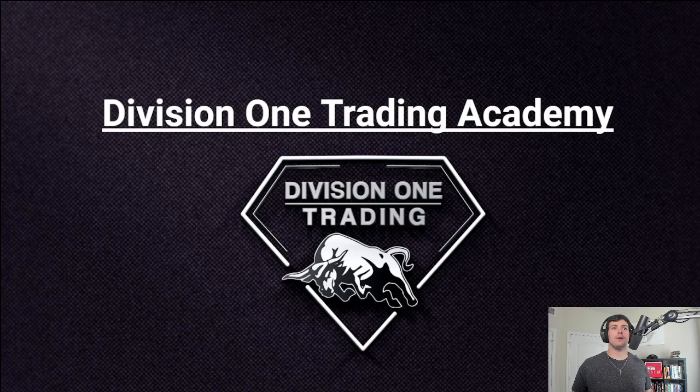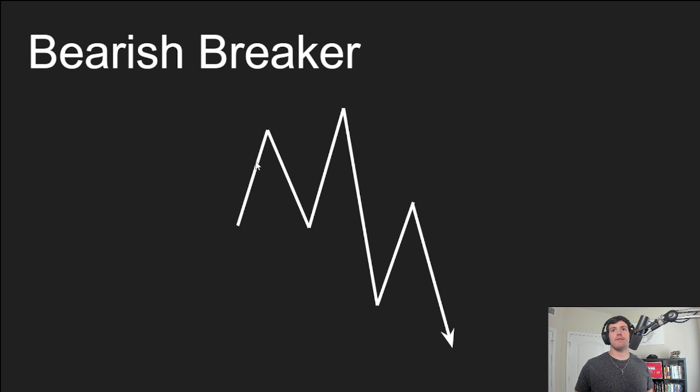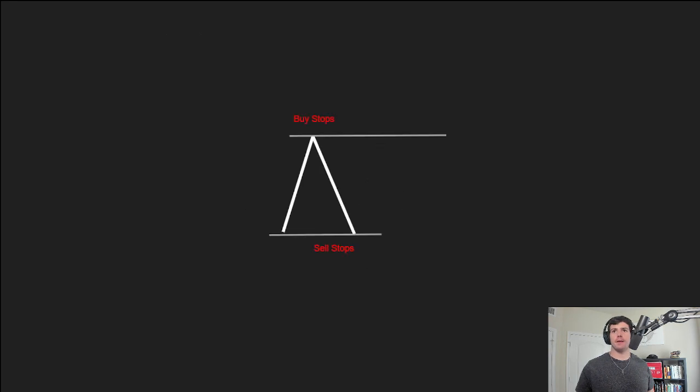Alright, so in this video we're going to be covering the breaker setup. The basic mechanics of a breaker setup is generally where we form a high, we'll trade down, and we trade above that high. It's also known as a stop hunt. So what we want to see is we want to see it run above that high, break down, pull back, and trade away.